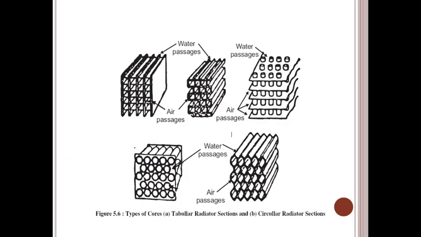So this is the diagram of the tubular radiator sections and circular radiator sections. From this there is an air passage through this section, also rectangular. Water passage at the top portion, through this pipe water will be circulated. This is the water passage system, and through it there is an air passage. Here there is a water passage, and in the gap between there is an air passage. So this is the circular type of radiator, a tubular type.